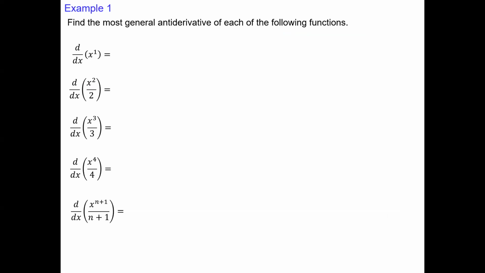Let's start. What's the derivative of x? The derivative of x is just 1. The derivative of x squared over 2 is x. The derivative of x cubed over 3 is x squared. The derivative of x to the fourth over 4 is x cubed. So now looking at this, again, those are the derivatives.